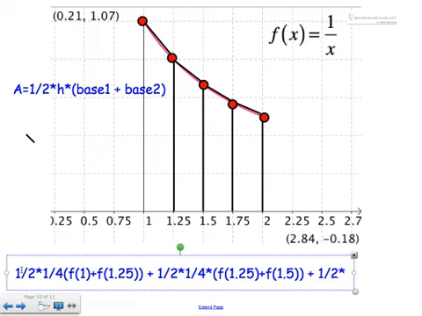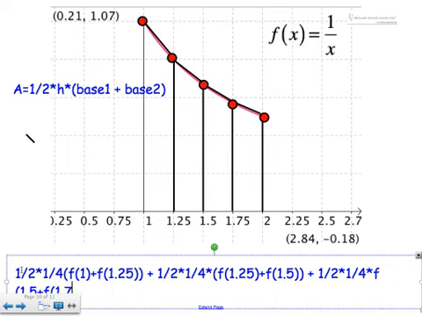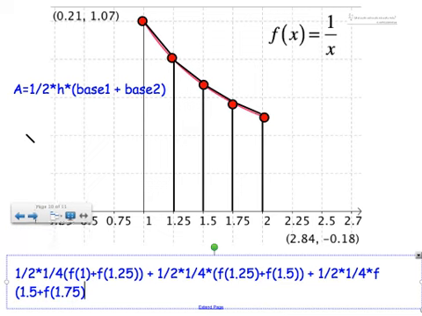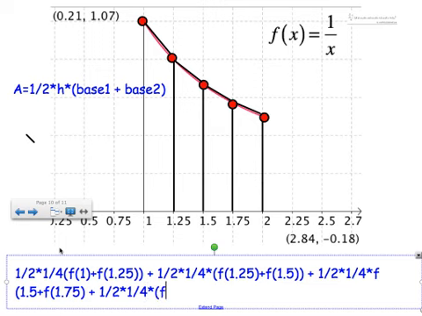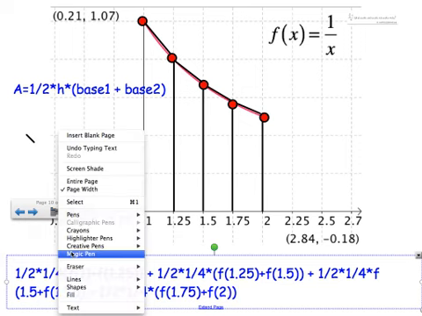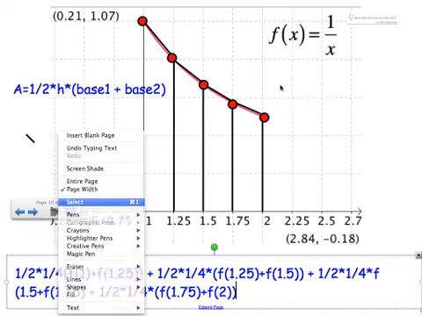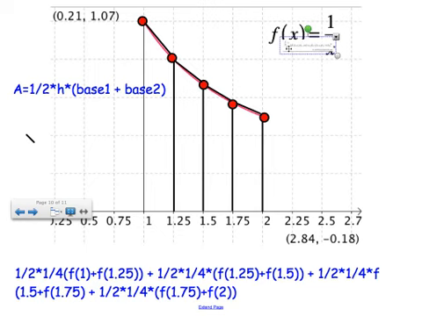Third trapezoid, first two parts stay the same. And now we're going to use f of 1.5 plus f of 1.75. We move that out of the way. And then the last trapezoid will be 1/2 times 1/4 times f of 1.75 plus f of 2. That's what I would try to do by hand if I could, or what I would enter into the calculator. And so here's what the calculator would give us for this function.